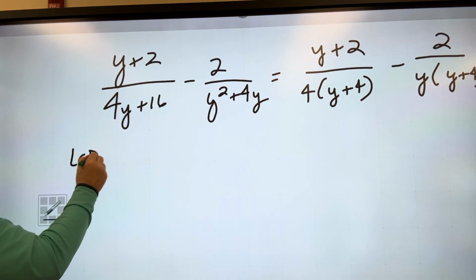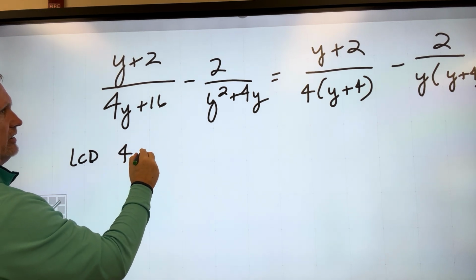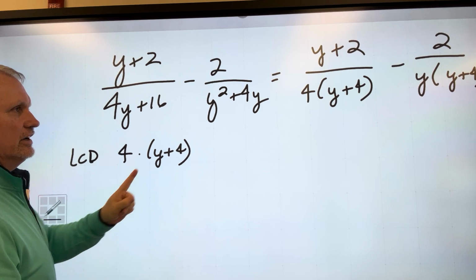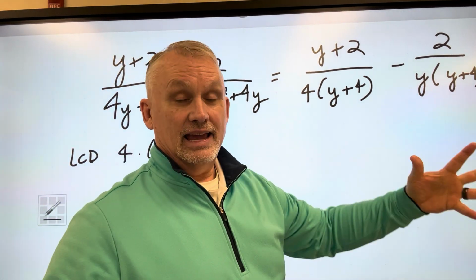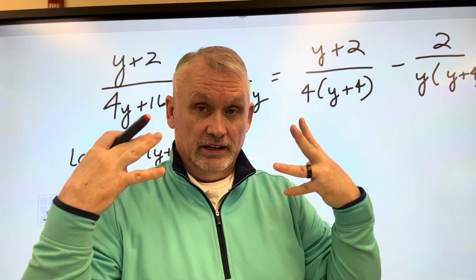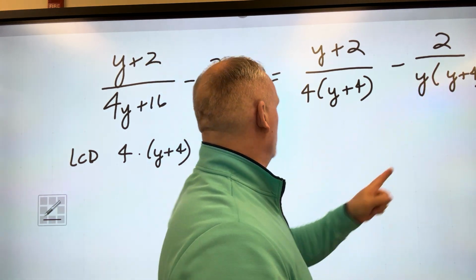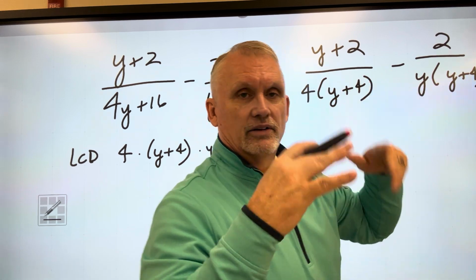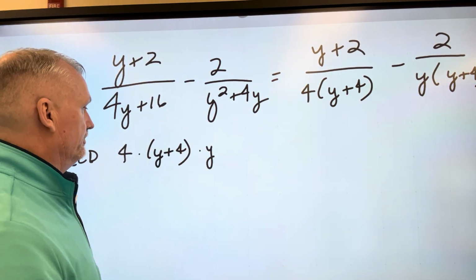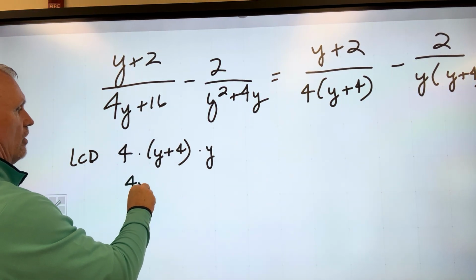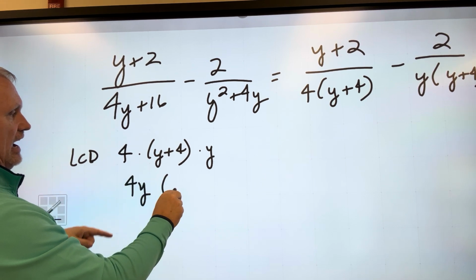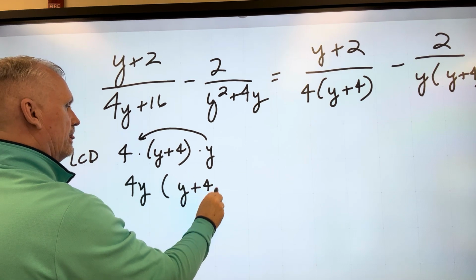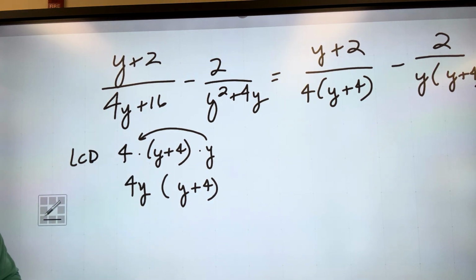The factors of the first fraction are 4 times y plus 4. Well, let's look at the other one. Take everything that you see. Well, I see a y, so I'm going to multiply by y, combining. Well, I got a y plus 4. I've already put y plus 4. There's only one there. So the LCD is 4y, that's 4 times y. Notice I'm going to move the y over here. Y plus 4. That's my LCD.